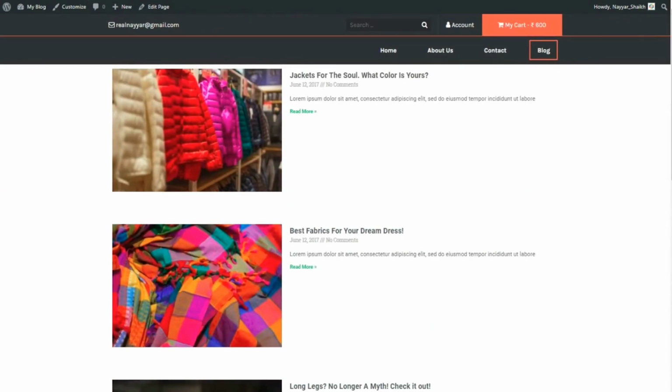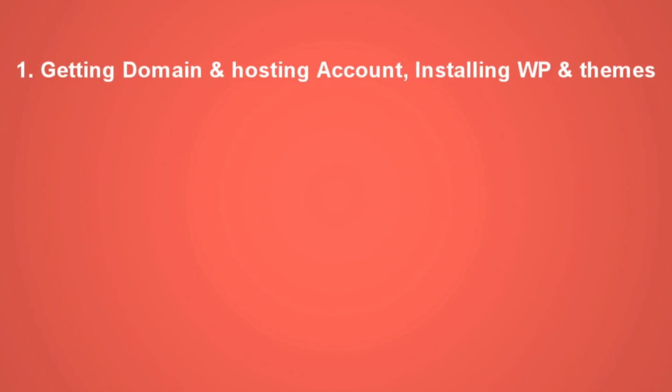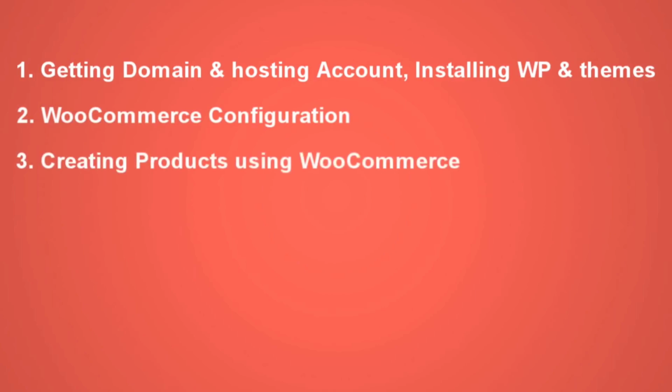Alright guys, so this was a very short demo of the website which we have created. I have divided this video into 5 different sections. In the first section, we'll see some basic things like getting a domain name, a hosting account, how to install WordPress, themes and plugins. In the second section, we'll see all the WooCommerce settings, how to create coupons and so on. In the third section, we'll see how to create products using WooCommerce plugin.